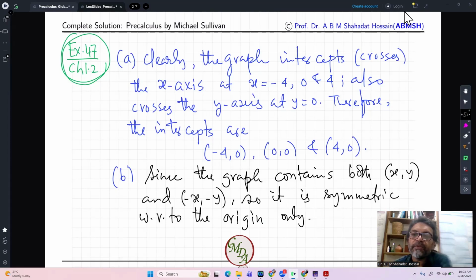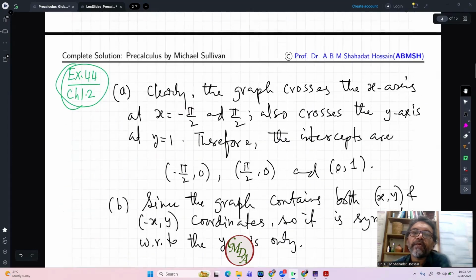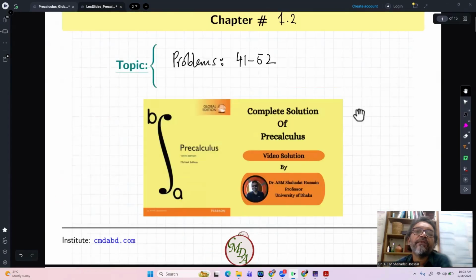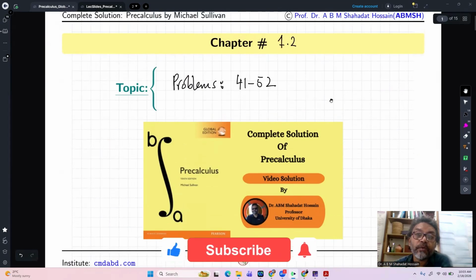So I hope these three solutions of this category would help you to attempt the rest of the problems in these categories, problems from 41 to 52.